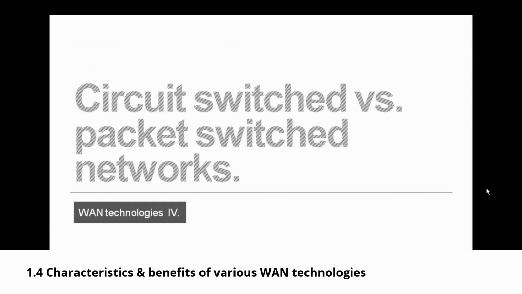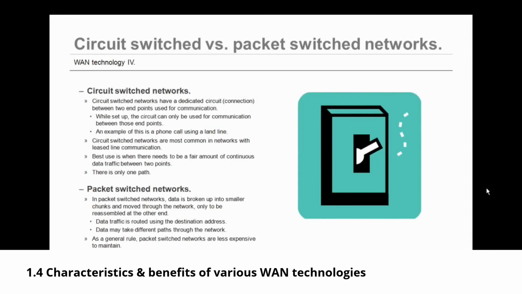Let's begin this session by talking about circuit switched and packet switched networks. Circuit switched networks have a dedicated circuit between two endpoints that is used for communication. While set up, the circuit can only be used for communication between those ends. Circuit switched networks are most common in networks with leased line communication channels. They're best used when there needs to be a fair amount of continuous data traffic between the two endpoints. And with circuit switched networks, there is only one path for the data to take.